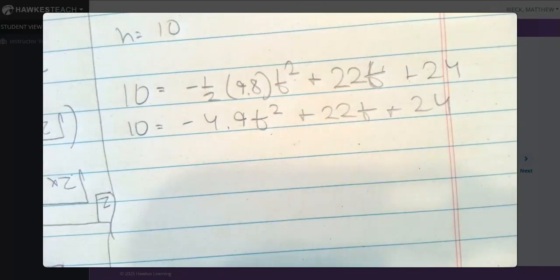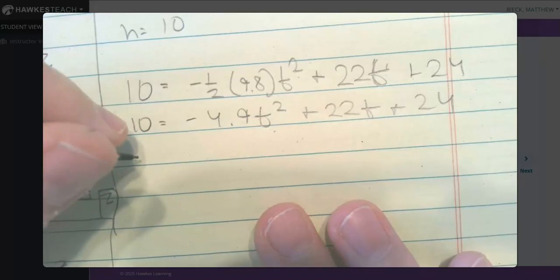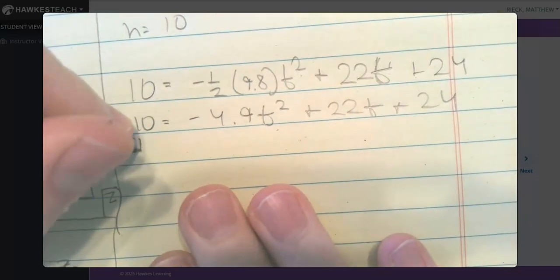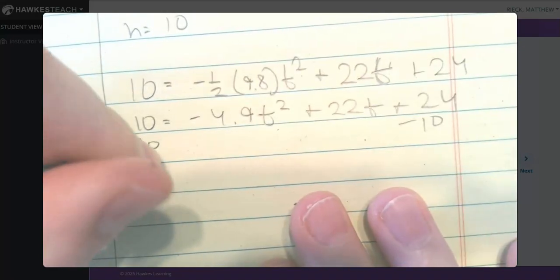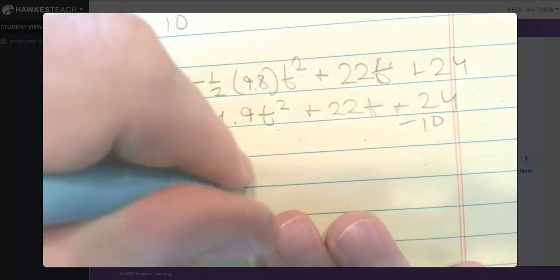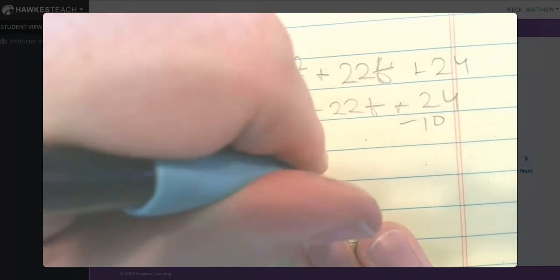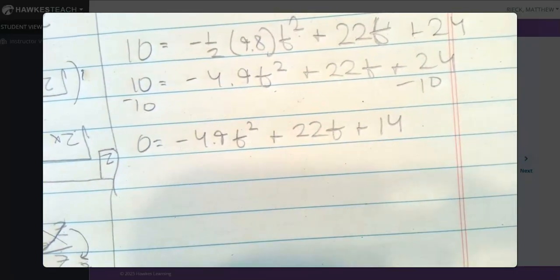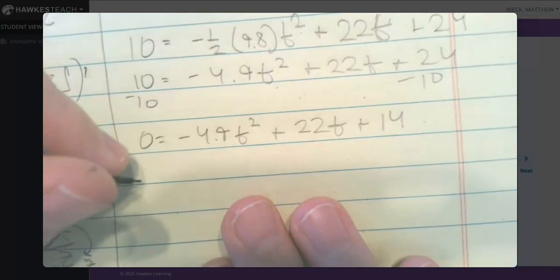But again, you can also subtract a 10 from each side. In fact, I think most of the time in class, I did it that way, so I'll do it the other way. So I'll go ahead and subtract a 10 from each side here, just to show you that you can do that. That is allowed. All right, plus 22t plus 14. So when we have a decimal leading coefficient, that's generally when the quadratic formula is most often used, at least in my mind.